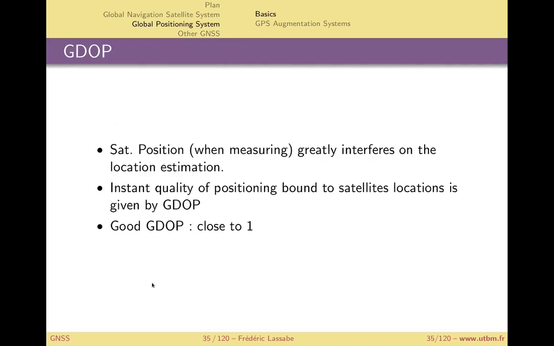So as I said, the satellite position when you compute your location greatly interferes with the location estimation. So the instant quality of the positioning bound to the current satellites' locations is given by the GDOP, which should be close to 1 to provide a good accuracy and precision of the location estimate.